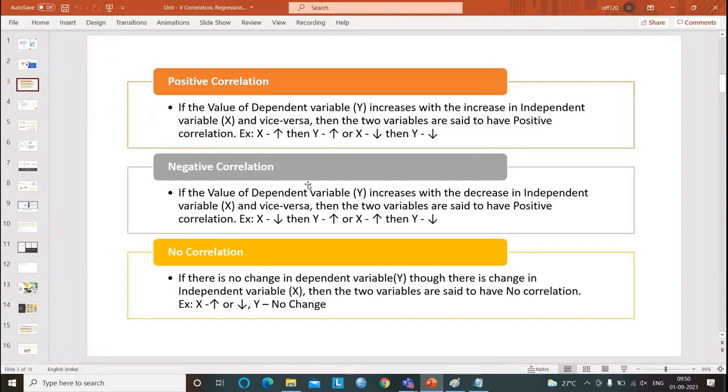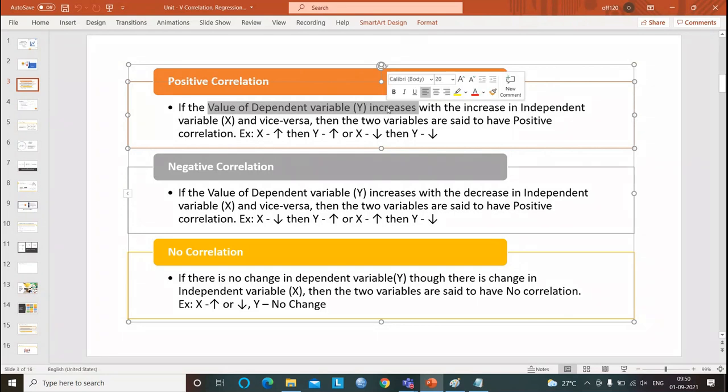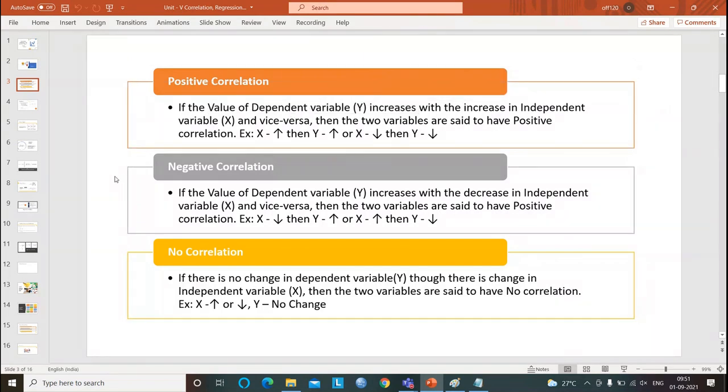See now, the first case which I have told you: if the value of the dependent variable increases with the increase in the independent variable. Before this, we have to discuss the two variables. x is always an independent variable and y is always a dependent variable. The dependent variable will always be on the left-hand side, because we always try to find the value of the dependent variable based on the independent variable. Now see, there is an equation y equals 2x plus 3. Always we substitute the value of x to find the value of y. So y is the dependent variable and x is the independent variable.